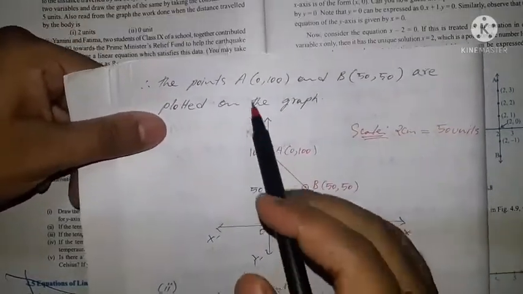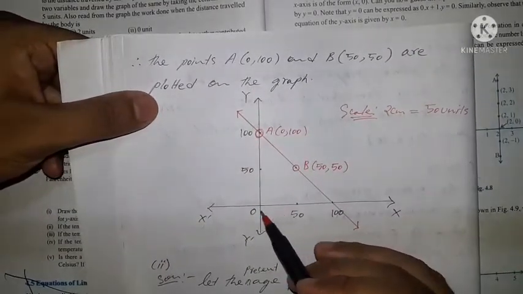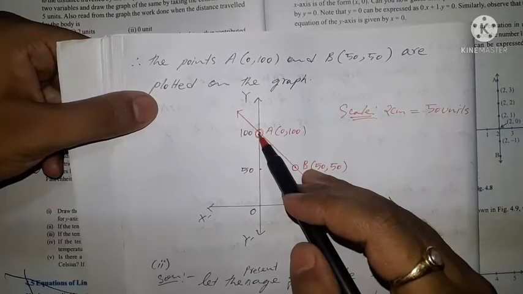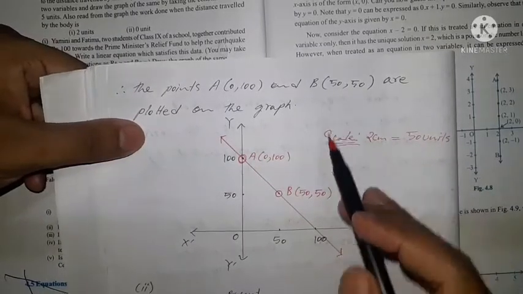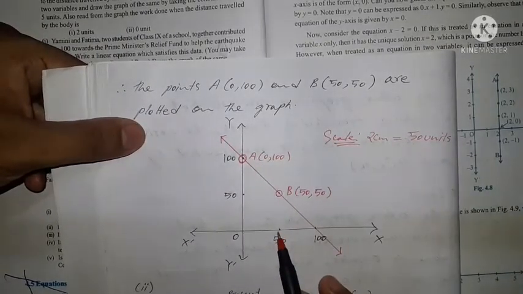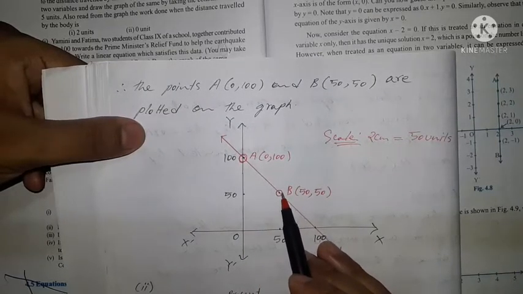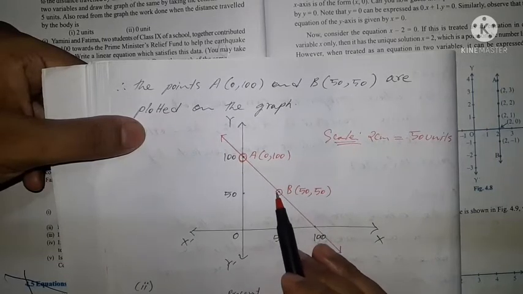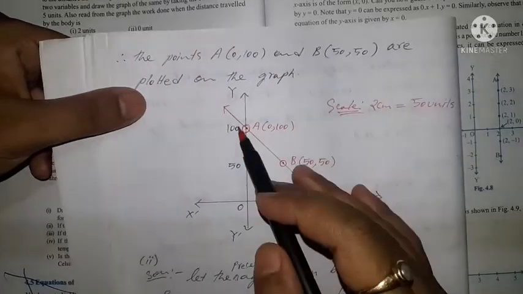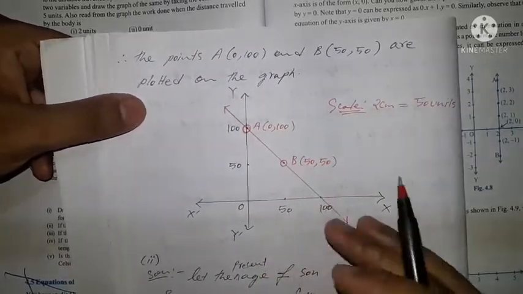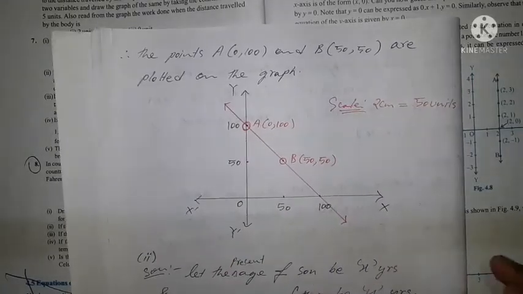So therefore the first point is 0, 100, that means in the x-axis there is no movement and in the y-axis there is a movement of 100. So this is the point A. Again the point B is 50, 50, that means in the x-axis there is a movement of 50 units and again in the y-axis there is a movement of 50 units. So therefore the point B will represent 50, 50. So if we draw the graph, that is AB. So this AB represents the graph of the above linear equation.